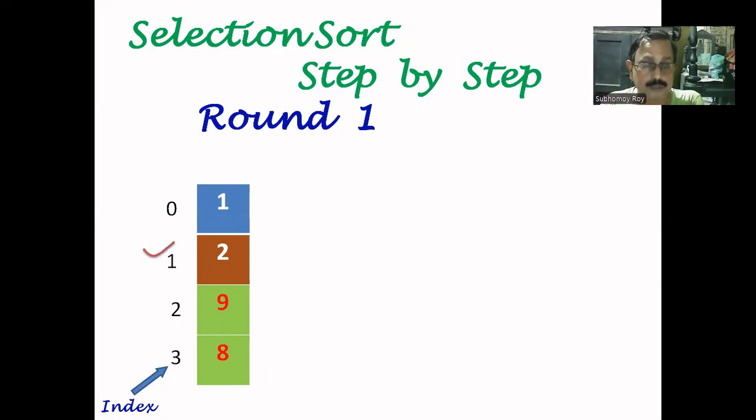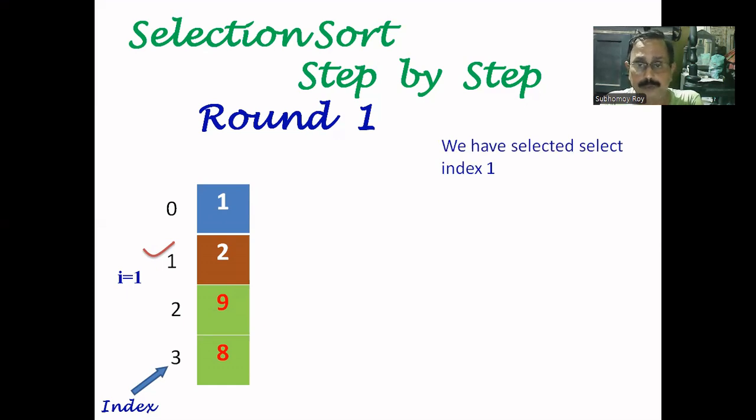We have selected index 1, meaning the value of i is 1. The unsorted portion is index 1, index 2 and index 3. Index 0 is already sorted. Now from among the unsorted portion, that means 2, 8 and 9, we have to find out the smallest element. Which one is smallest? 2 is the smallest. What is the index of it?